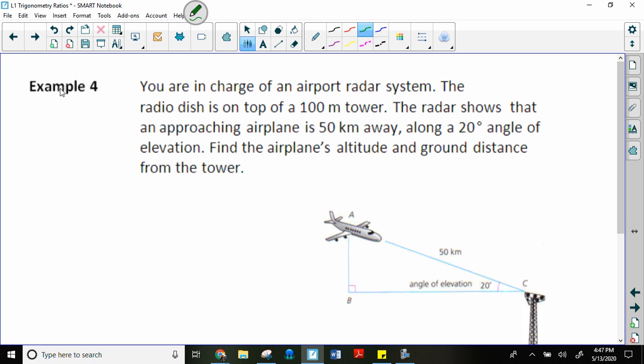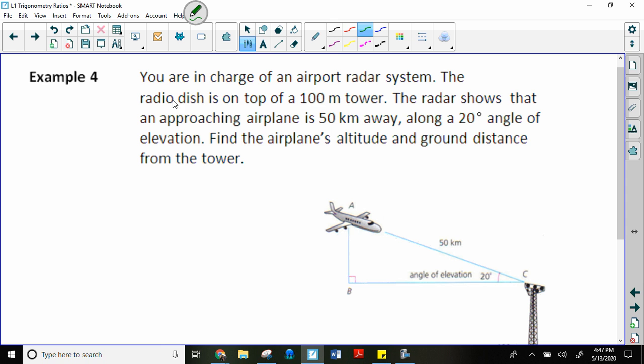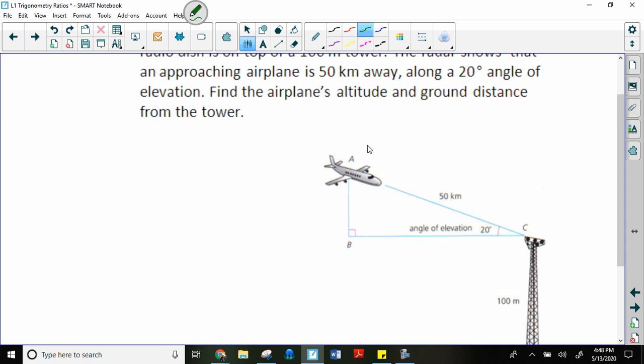So let's go to word problems. You're in charge of an airport radar system. Of course you are. Look at that diagram. The radar dish is on top of a 100-meter tower. The radar shows that an approaching airplane is 50 kilometers away. Think about that, hypotenuse. They're giving us information for the hypotenuse, along a 20-degree angle of elevation. They're even showing us where the angle of elevation is. Find the airplane's altitude and ground distance from the tower.